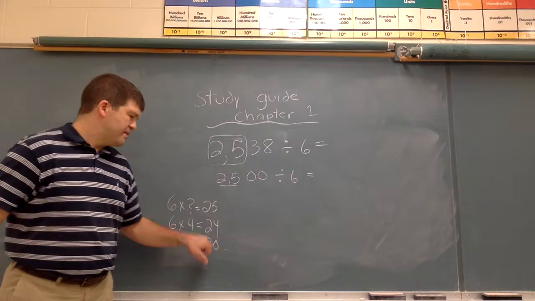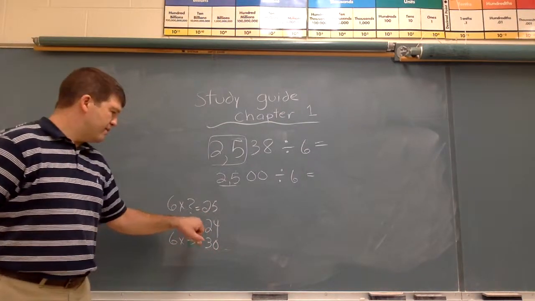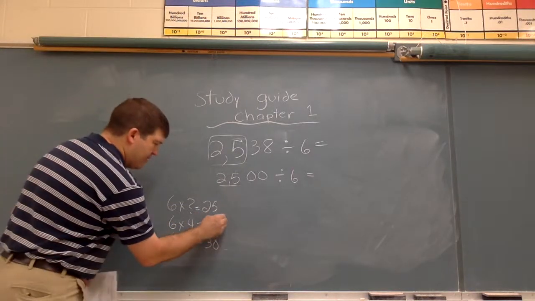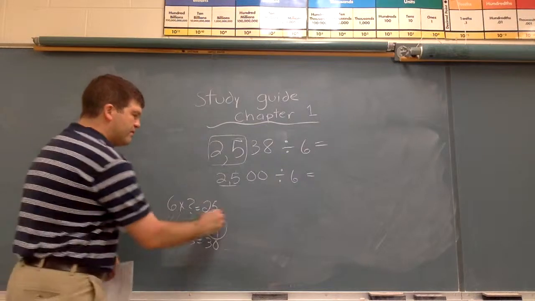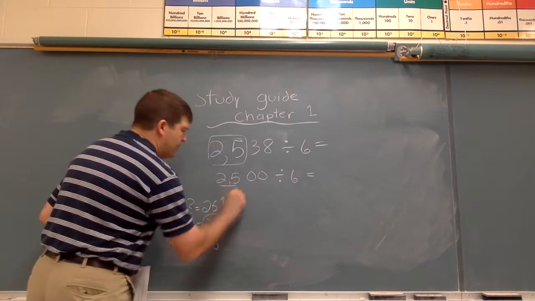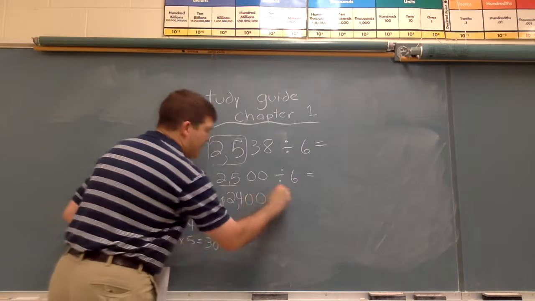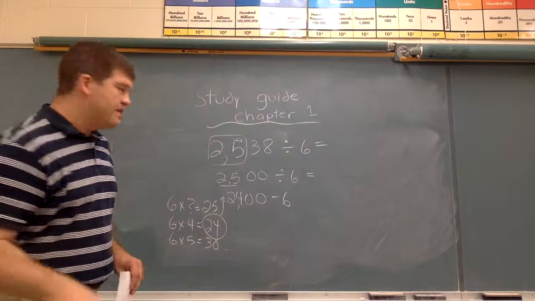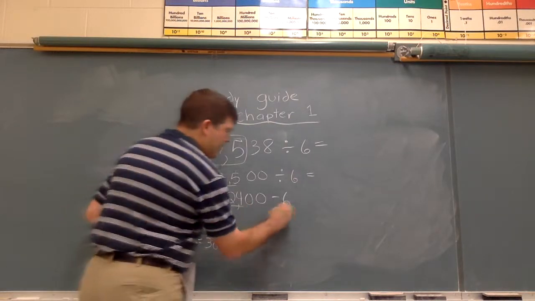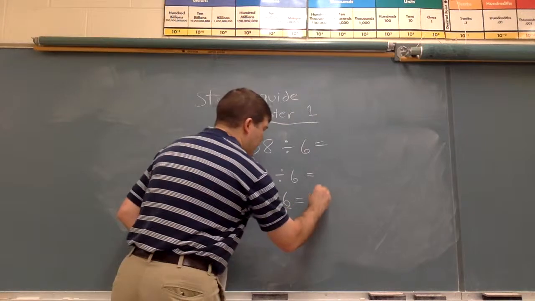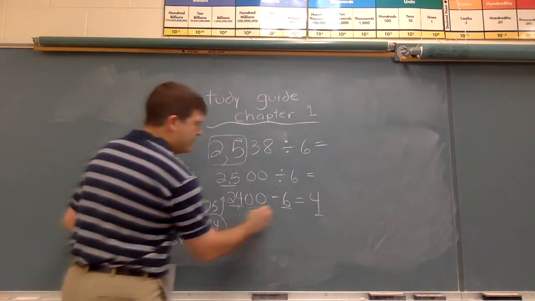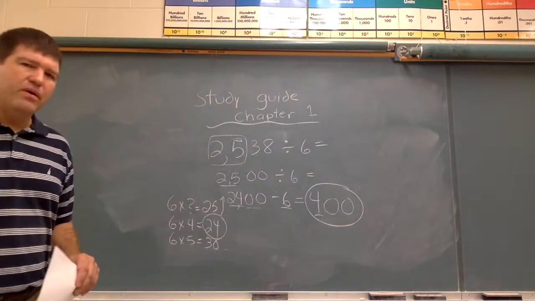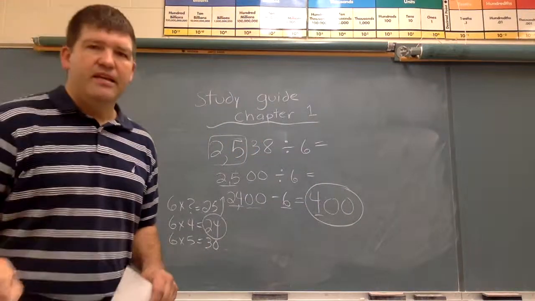So which one of these numbers is closest to 25? 24 is just 1 away. 30 is 5 away. So I'm going to go with 24. So I bring it up here. I change the 25 to a 24, divided by 6. I'm still pretty close, but I have an even number, so it's so much easier. So I take my 24 divided by 6, and that gets me 4. And then I get these 2 zeros. I bring those over. And I have about 400 jelly beans in each bag.